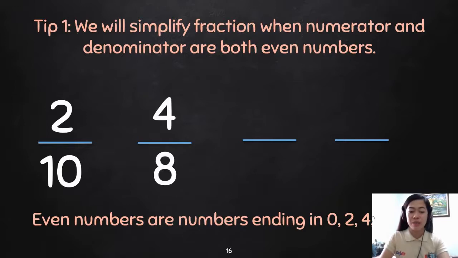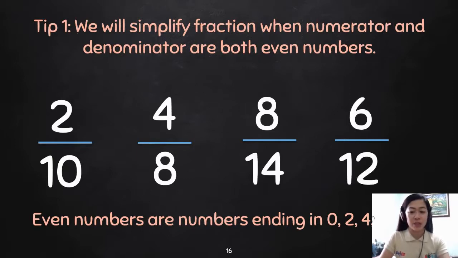Another example is 4/8. 4 and 8 are even numbers. Also in 8/14 and 6/12. So ito yung mga example ng fractions na ang numerator and denominator are even numbers. Therefore, kapag ganyan ang fraction, we have to simplify those in lowest terms.